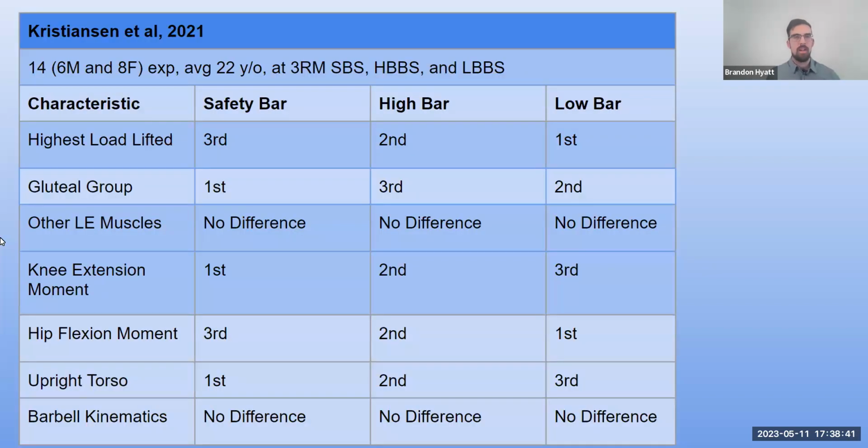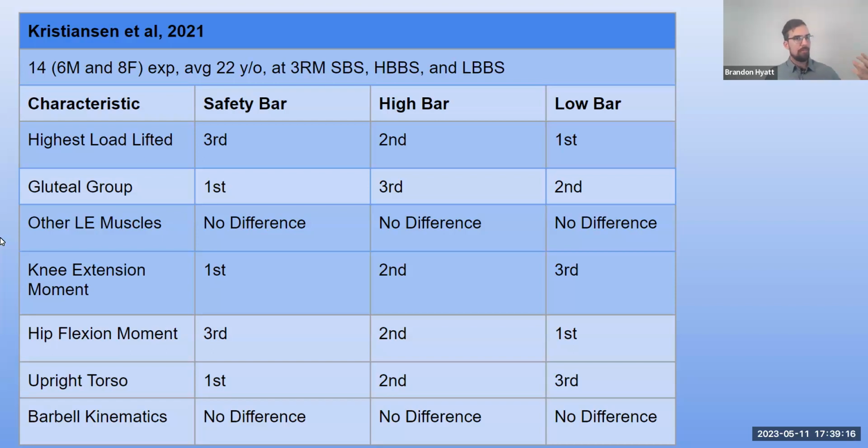All right, first study by Christensen et al., 2021, and they compared 3 different types of squats: safety bar, high bar, low bar. Let's go through it. Highest load lifted, low bar right off the bat. That's just because it most optimally engages the strong posterior chain hip musculature, because the body is going to get the job done. It's going to align that center of mass over the base of support. And low bar is just a really biomechanically advantageous position.